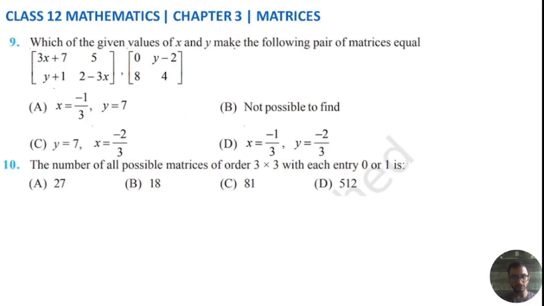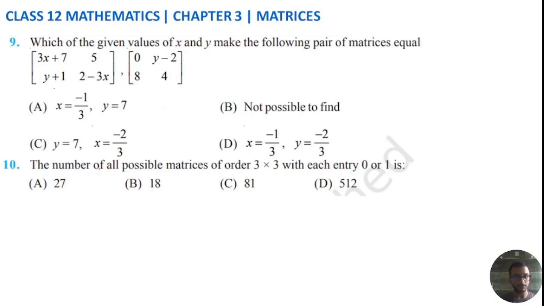What is the 9th question saying? Which of the given values of x and y make the following pair of matrices equal? Okay, so let's do this question quickly. This question is asked as an MCQ, but this question is quite good. It can be asked for good marks also. Rather than asking in an MCQ, they can ask it like this for big marks also.